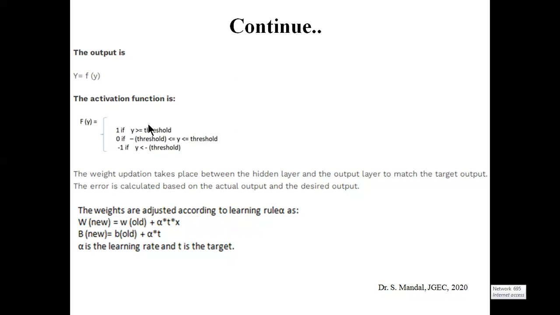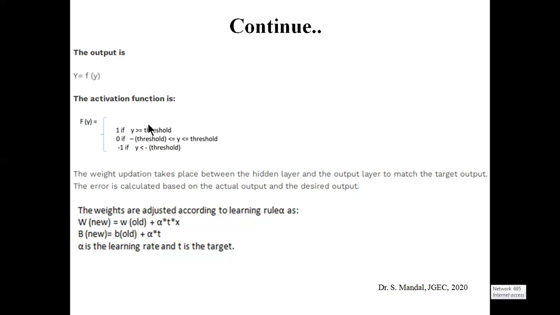Okay. And weight updation takes place between the hidden layer and output layer, or the input layer and hidden layer. But again I'm telling that here we don't consider the hidden layer, for simplicity and better understanding. However, here we calculate the error between the actual output and the desired output. And you can see that the weight updation and bias updation formula has been expressed in the following way.